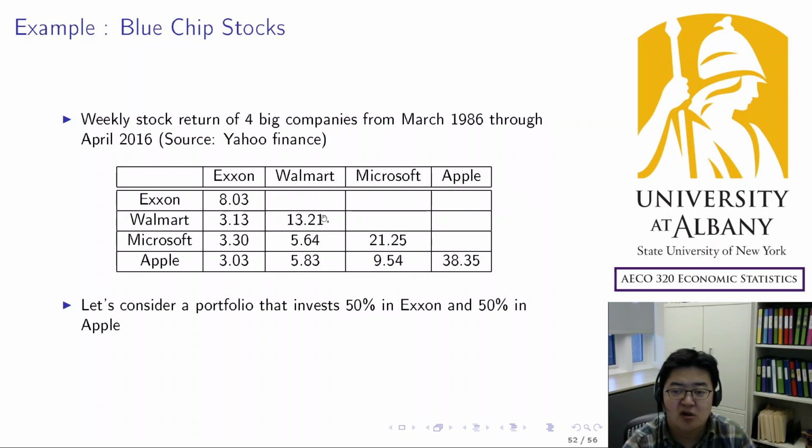So Exxon, Walmart, Microsoft, and then Apple. That's the order of smallest risk to the largest risk. And I am going to consider a portfolio that invests 50% in Exxon and 50% in Apple. By the way, we did not read these covariances.